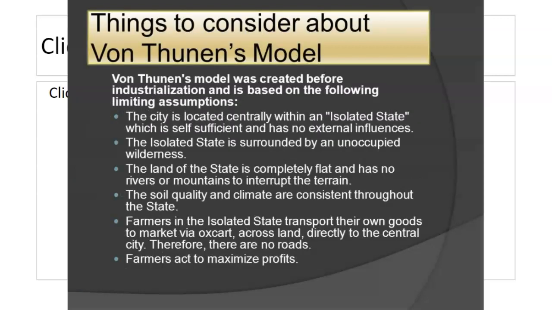Things to consider about von Thunen's model. It was created before industrialization, and it's based on the following limiting assumptions: that the city is located centrally within an isolated state where self-sufficiency has no external influences. The isolated state is surrounded by an unoccupied wilderness. The land of the state is completely flat and has no rivers or mountains to interrupt the terrain. The soil quality and climate are consistent throughout the state. Farmers in the isolated state transport their goods to market via ox cart, across land directly to the central city. Therefore, there are no roads, and farmers also act to maximize their profits.